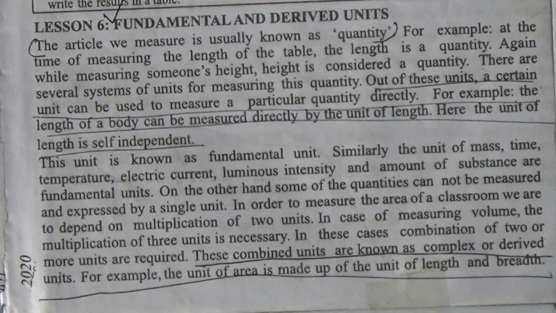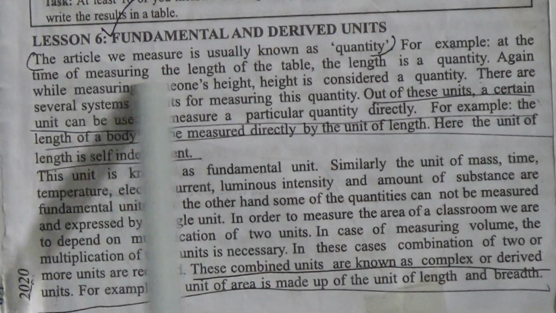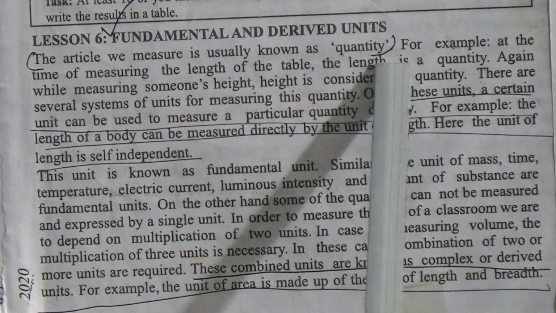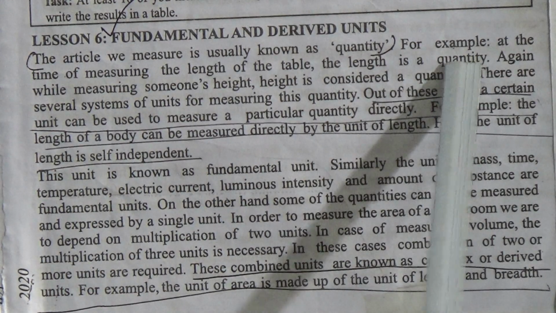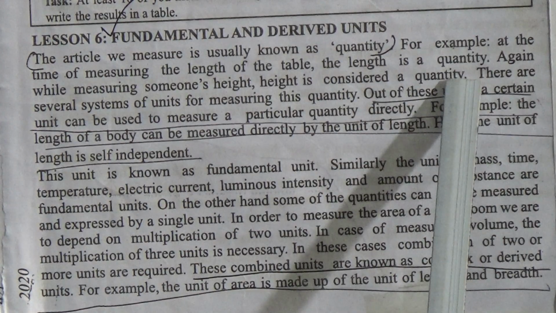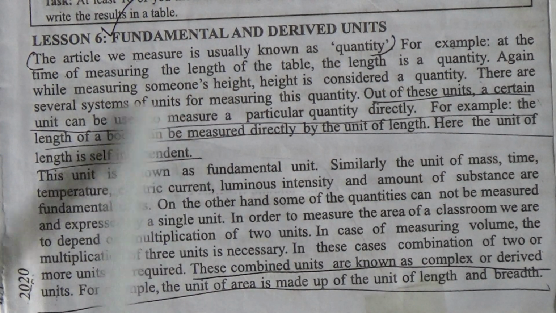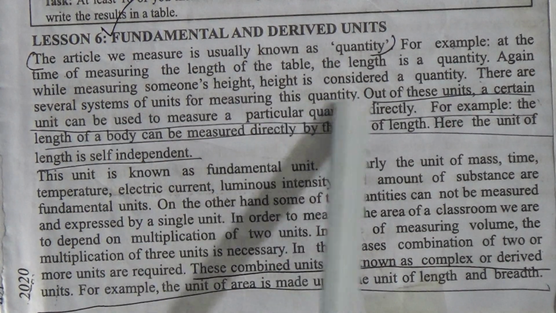Students, now lesson 6, fundamental and derived units. The article we measure is usually known as quantity. For example, at the time of measuring the length of the table, the length is a quantity. Again, while measuring someone's height, height is considered a quantity. There are several systems of units for measuring this quantity.